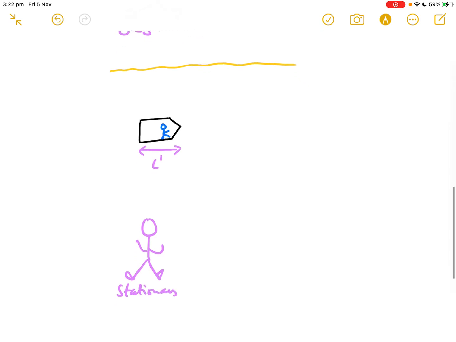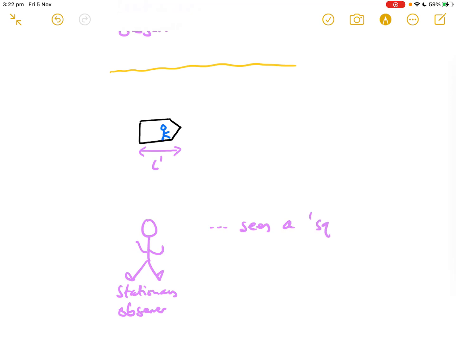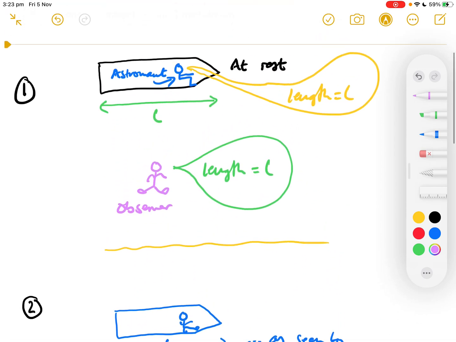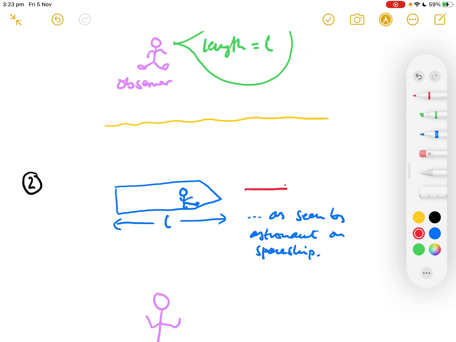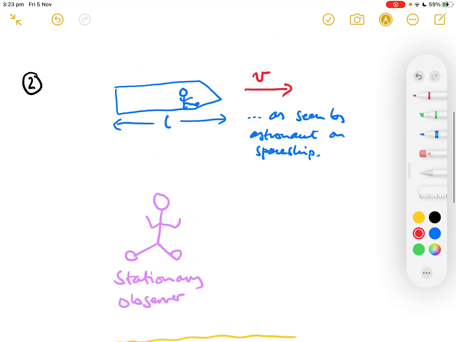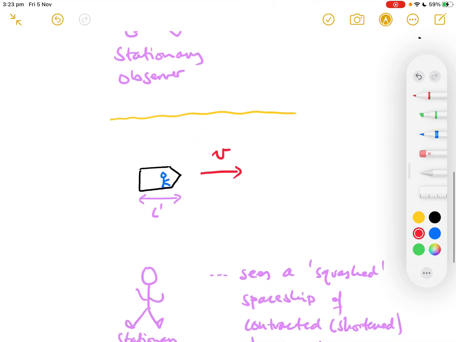So this is the stationary observer. He sees what you might call a squashed spaceship of contracted length. Contracted just means shortened. And we'll call that length L dash. Okay. Now, I should have put into this diagram, incidentally, that he's travelling at speed v. And similarly here. In other words, the spaceship is travelling at speed v relative to the stationary observer.